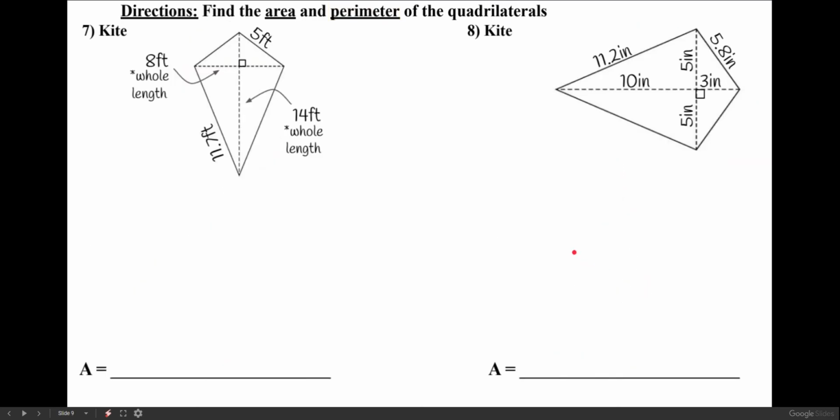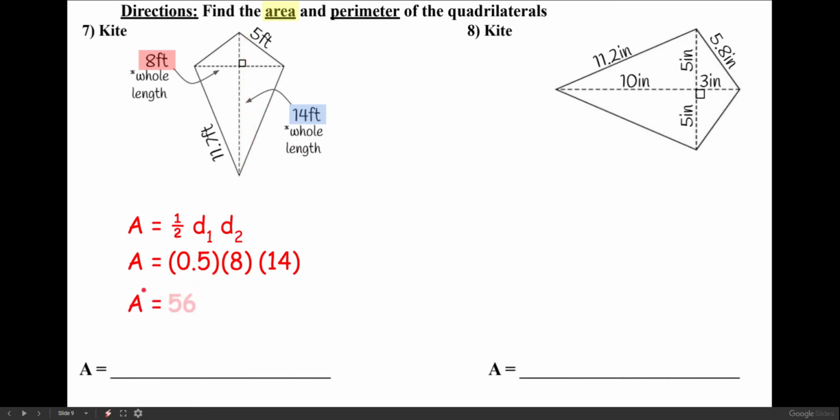All right, last two questions. We're going to find the area and perimeter of these kites. So to find the area, we need to multiply the two diagonals, and divide by 2. So 1/2 times diagonal 1, which is 8, and diagonal 2, which is 14, and this is the whole length it's telling us. So multiply that out in your calculator, and you end up with 56. 56 what? Well, 56 feet squared.